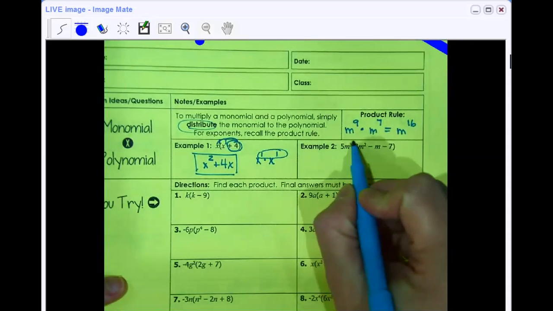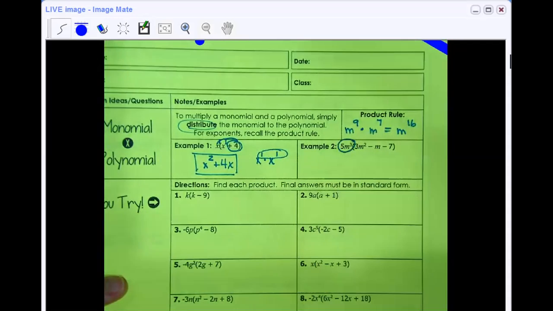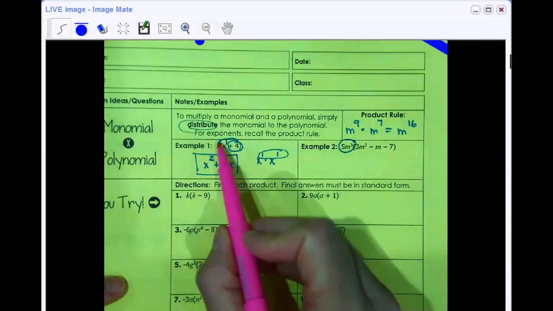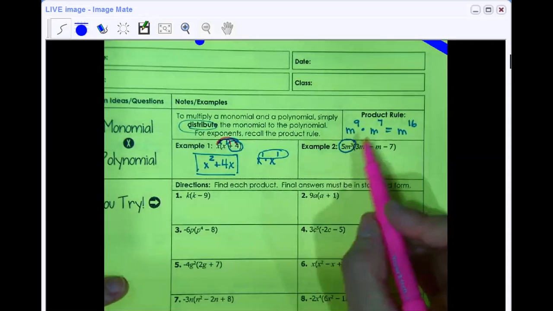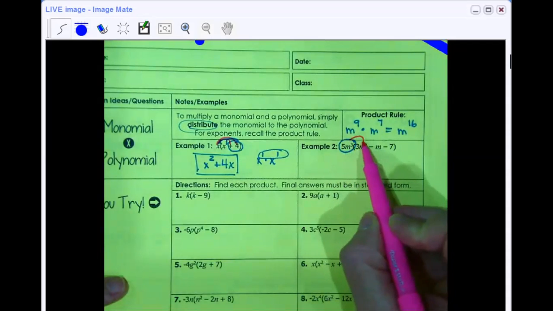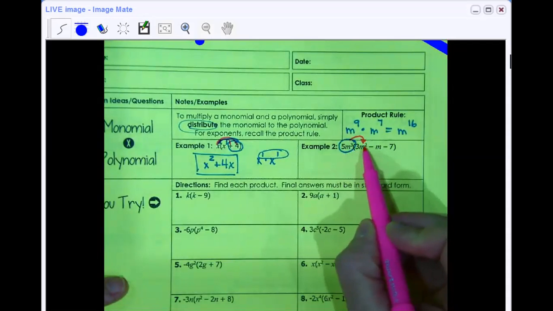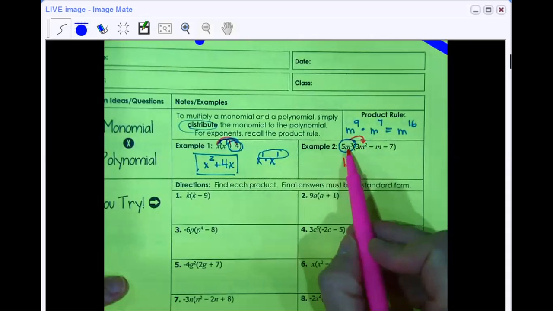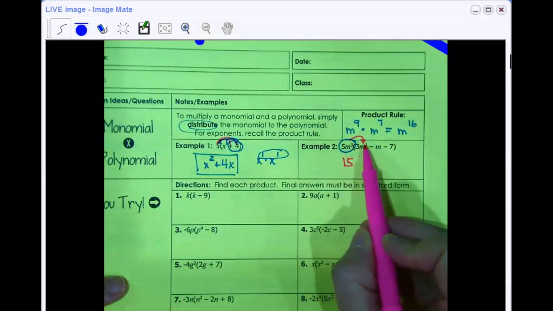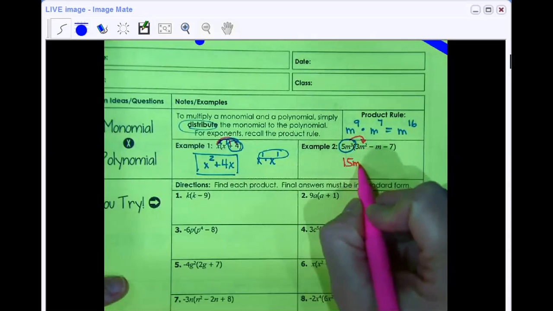So we're taking 5m to the 3rd, and you'll see me do these little loops. I would do the loops as you are actually multiplying, and don't just draw all the loops and then go back and multiply. So watch when I draw the loops, it'll help your eyes see what you're actually multiplying. So 5m cubed times 3m squared. So I'm focusing on my coefficients. 15, I have m to the 3rd times m squared. So I'm adding the exponents, getting m to the 5th.